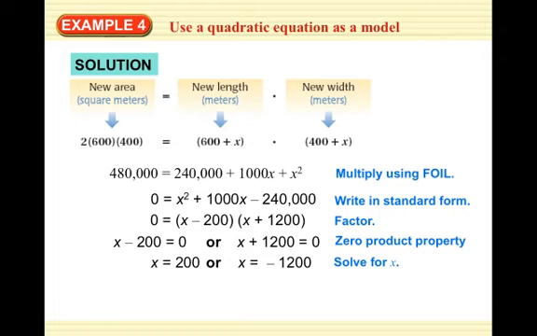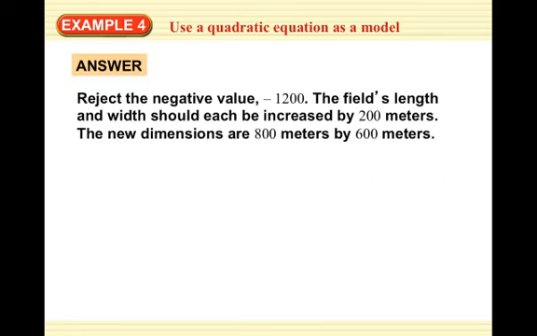Now if we were just solving an algebraic equation, we could use both of these. But let's think about it. We're wanting to add a certain number of meters. We want to make this part bigger. You can't go in and add negative 1,200 meters. That won't work. So we're going to have to reject that one. So we're going to reject the negative value, negative 1,200.